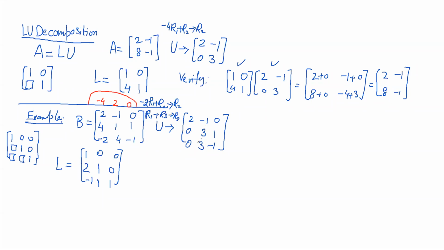For this row operation, this 3 should be 0. So we will apply another row operation, that will be minus R2 plus R3, that will be the new R3. So in this case, 2 minus 1 0, 0 3 1, and then 0, 3 minus 3 is 0, and then minus 1 minus 1 is minus 2. So that's it. This will be our U matrix, and this will be the L matrix. So this matrix has been converted into lower and upper triangular matrices.